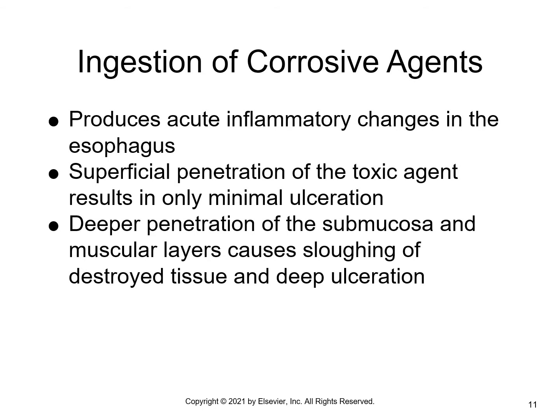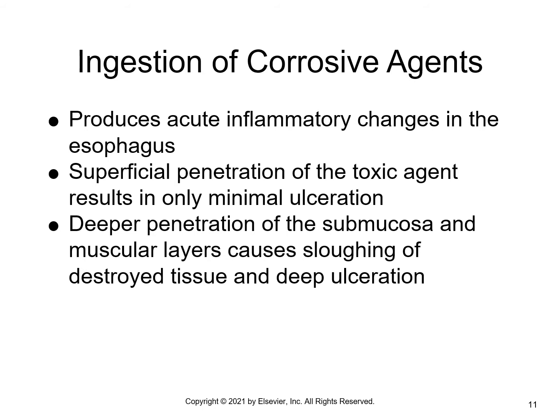Sometimes we can cause damage to our esophagus by ingestion of corrosive agents. So these would typically be poisons, or a good example is when children get a hold of cleaning materials or something like that, and the ingestion of these can cause significant problems. So the initial ingestion will produce acute inflammatory changes in the esophagus. Depending on how long it stays in the esophagus, sometimes determines the amount of damage that's done. If the fluid or matter is swallowed and moves quickly through the system, usually it's just a very superficial penetration. And with that, you really notice only mild or minimal ulcerations.